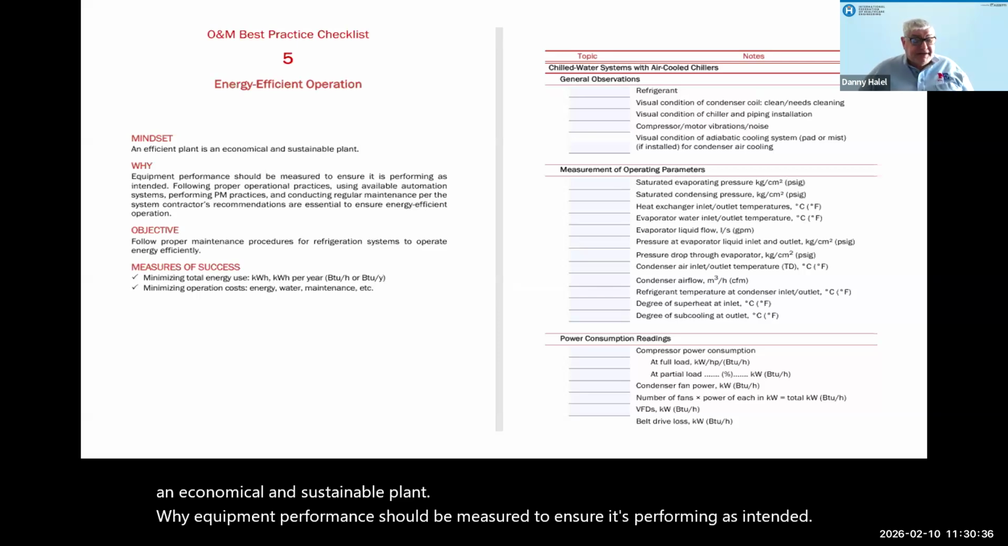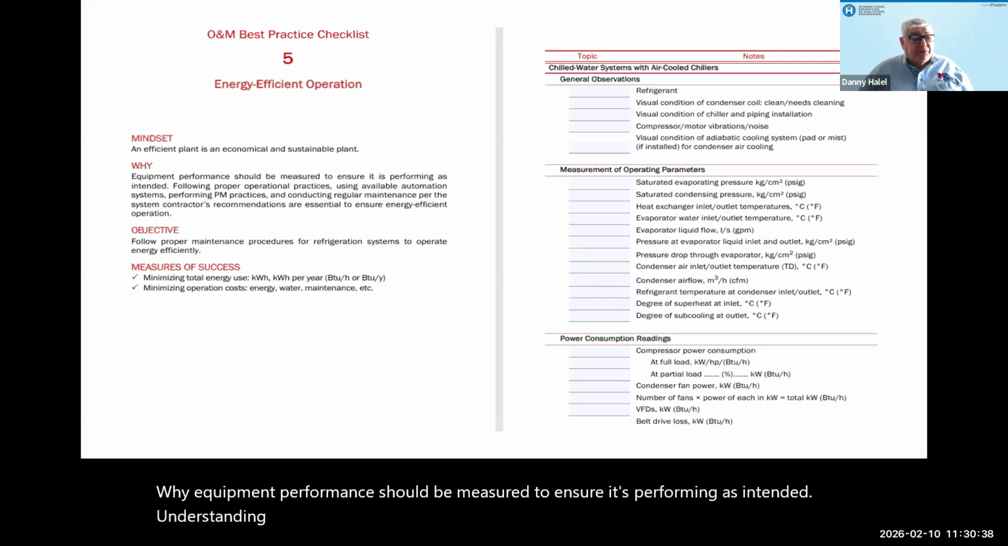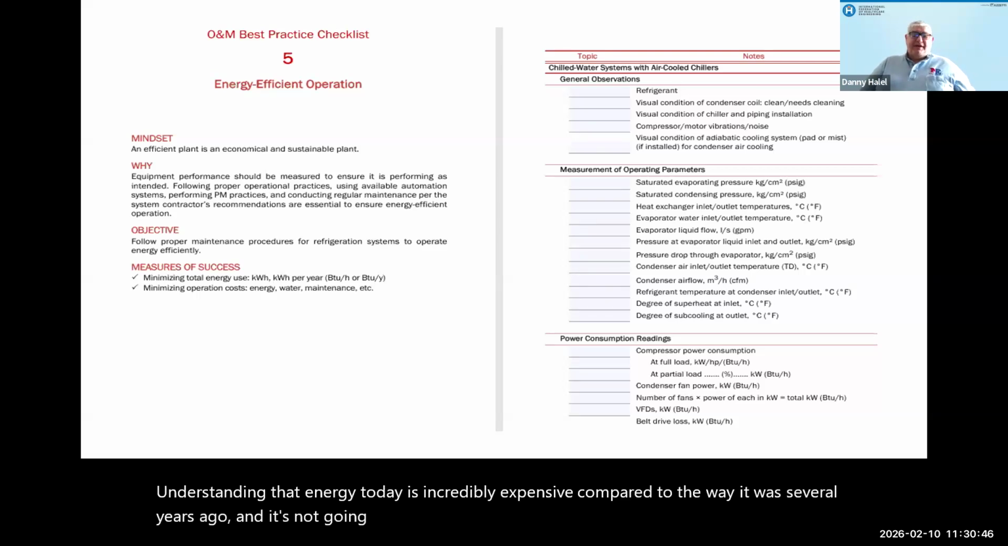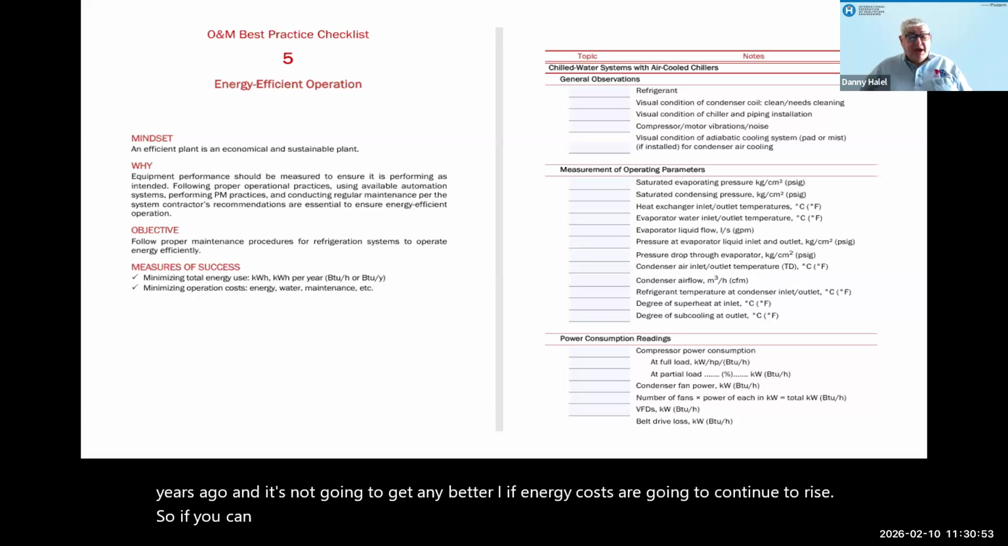Understanding that energy today is incredibly expensive compared to the way it was several years ago, and it's not going to get any better, right? If energy costs are going to continue to rise, so if you can do some things to save some energy, it is normally worth the investment.